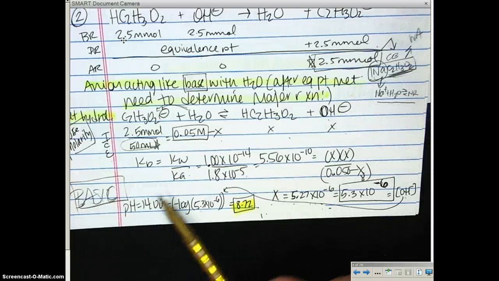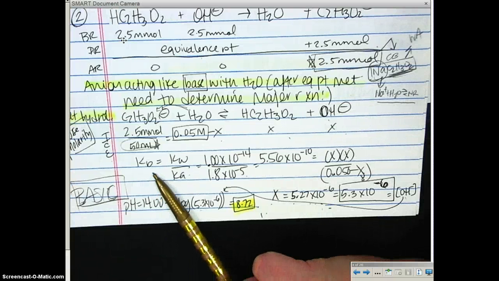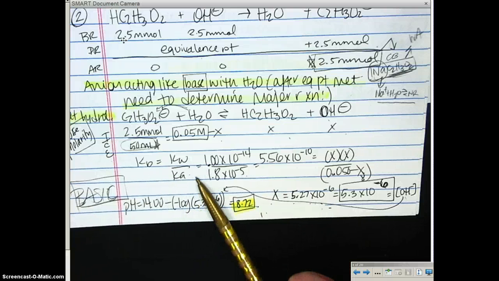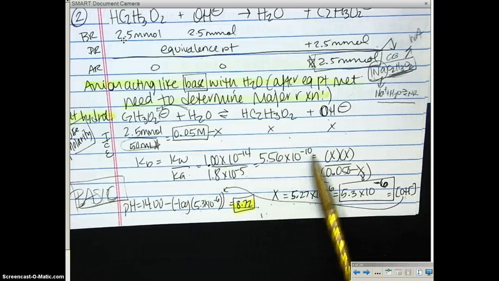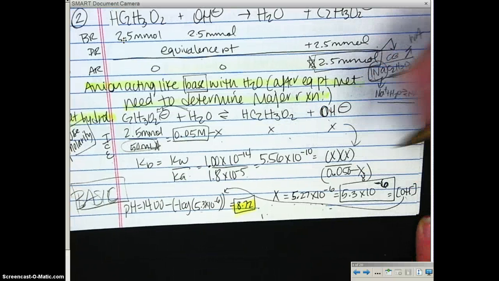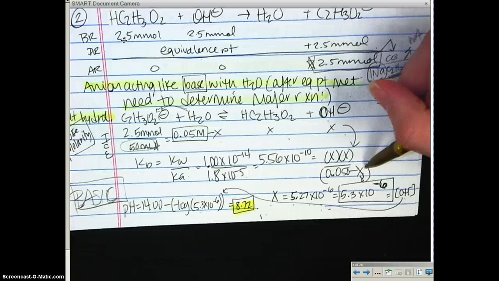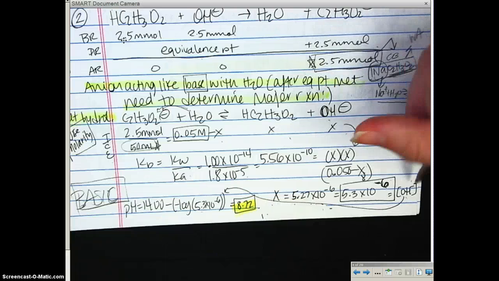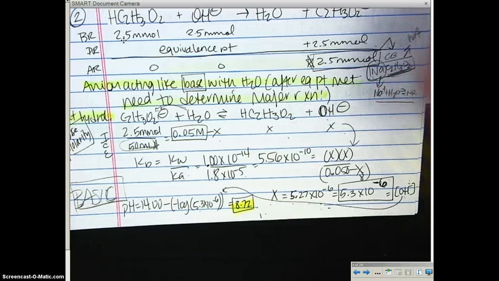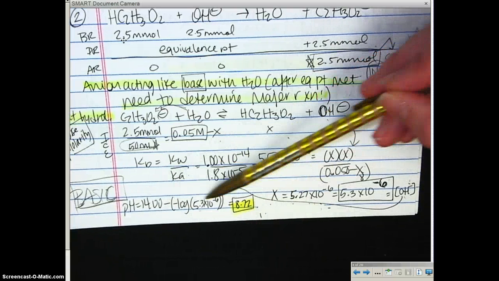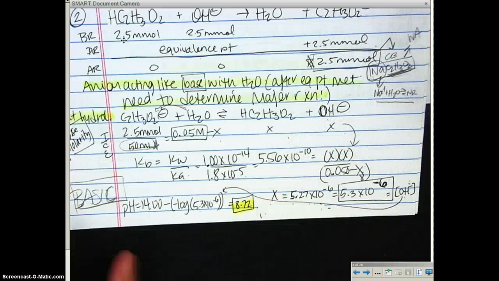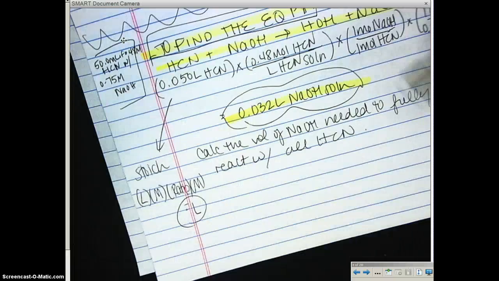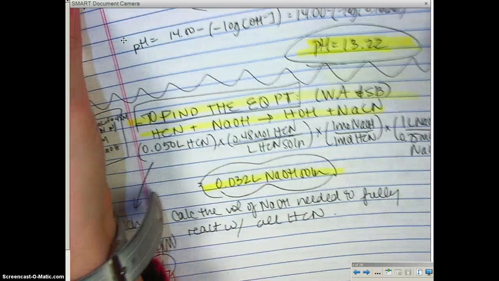When you see that it's acting as a base, you remember you have to go find your Kb. Well, Kb is Kw divided by Ka. You get 5.56 times 10 to the negative 10th. And when you plug your stuff in, your products over reactants, X squared over 0.05 minus X, neglecting X, solve for X. X is equal to 5.3 times 10 to the negative 6th, which was your hydroxide concentration. Plug this into pH equals 14 minus the pOH to give you 8.72. Notice that we have jumped yet again.